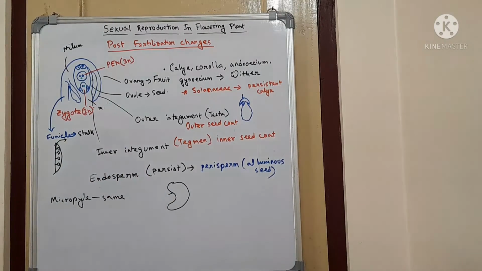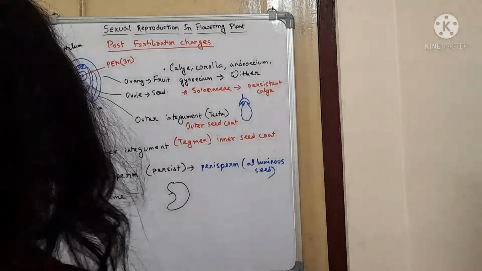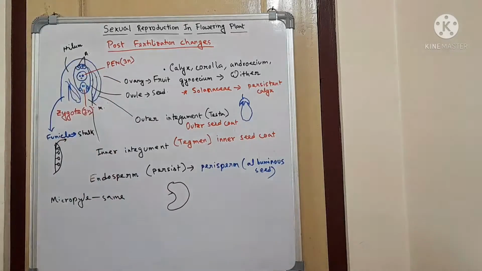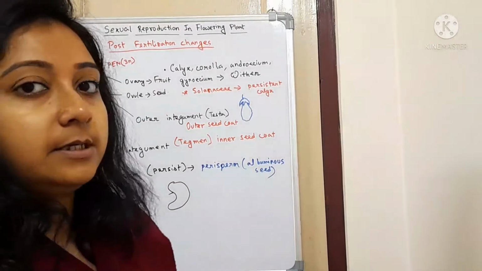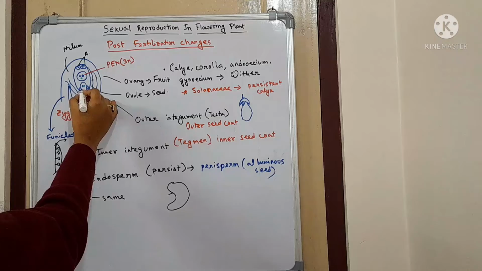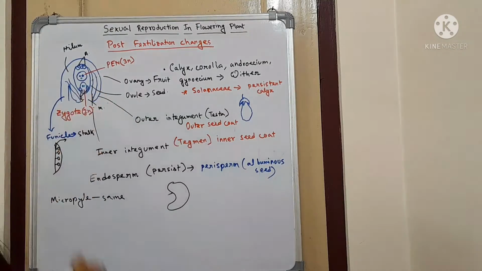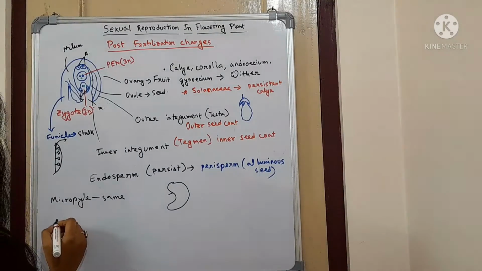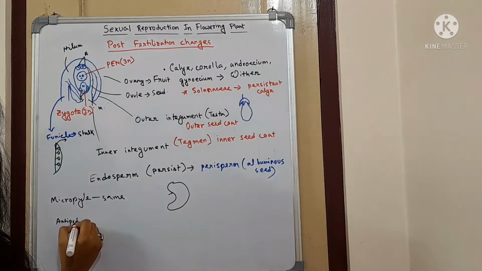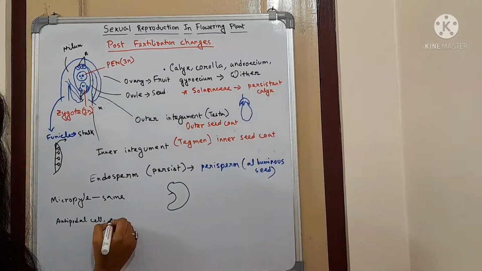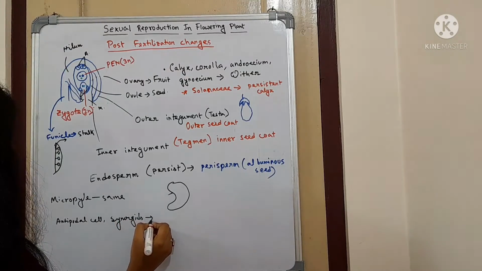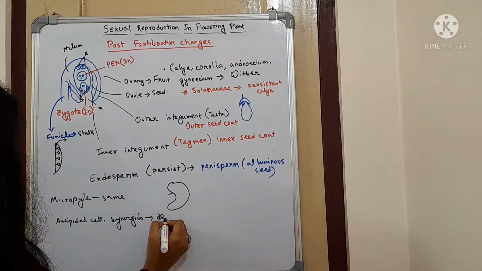The egg cell will be converted into the zygote. These are the antipodal cells, which will be degenerating, as well as the synergids which are present there. Synergids and antipodal cells, all of them will be disintegrating.